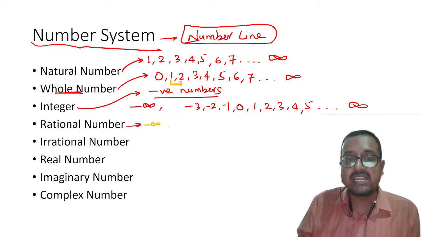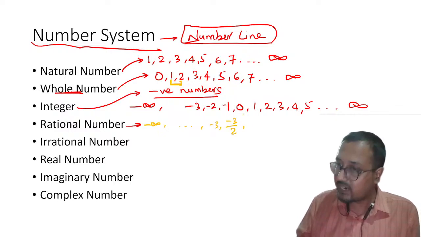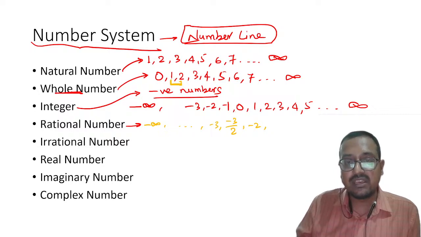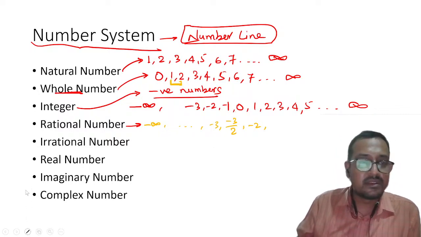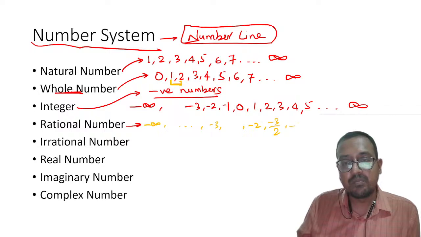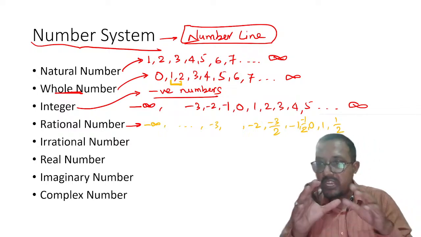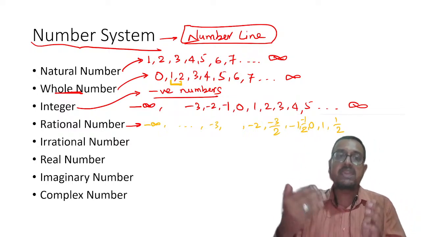So it was still minus infinity up to something like minus 3, but in between there will be minus 3 divided by 2, then minus 2, minus 1, 0, 1, 1 by 2. And here you can also put minus 1 by 2. So we started putting numbers in between. All of that became rational numbers.